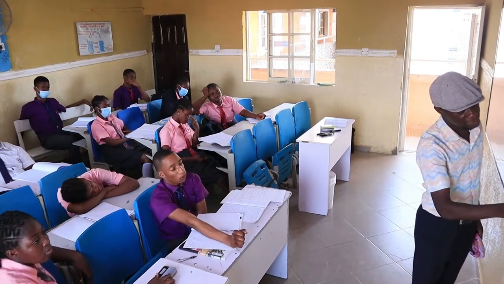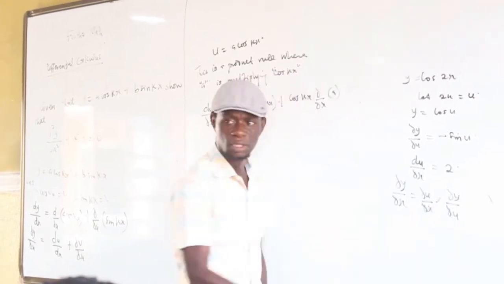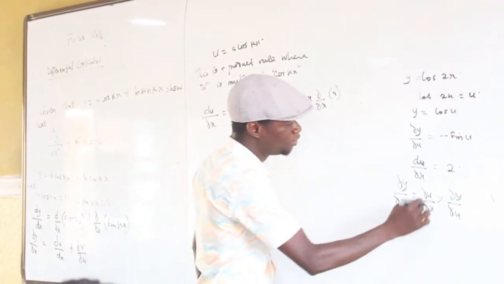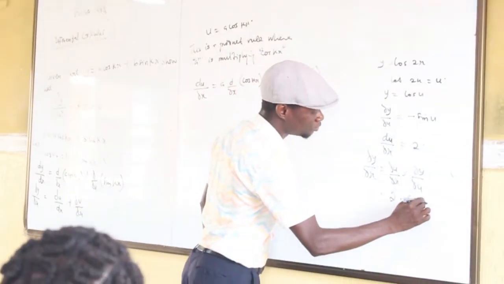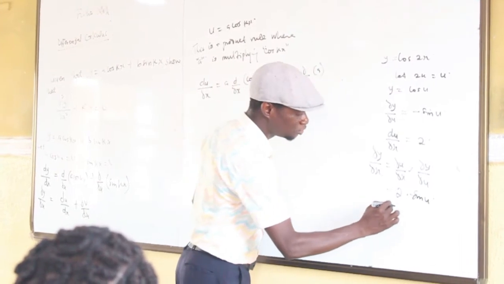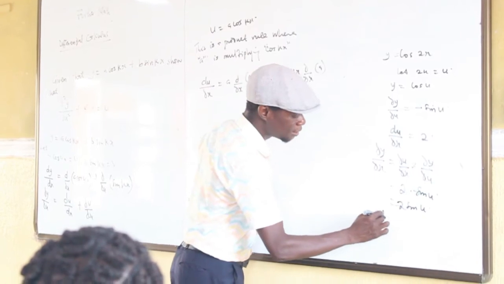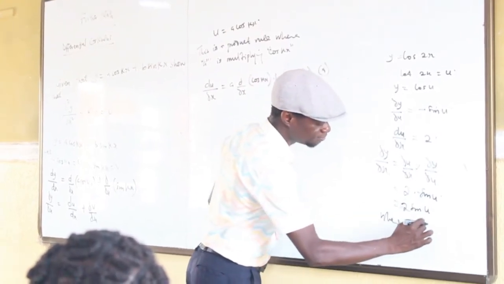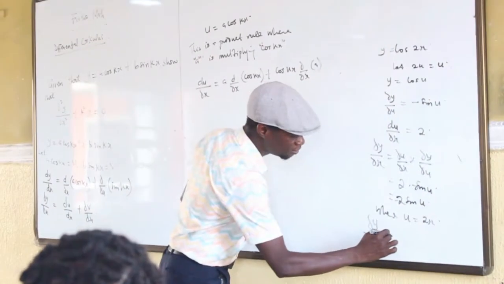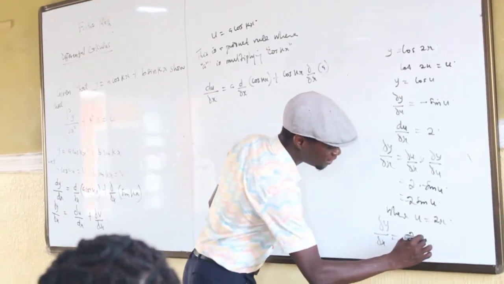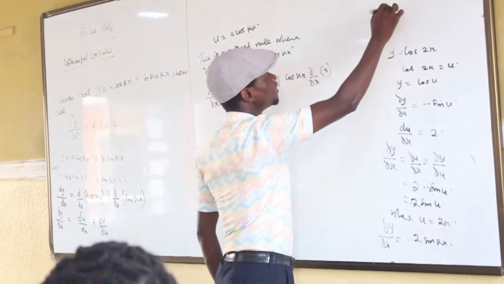Now, dy/dx is going to give us what? du/dx multiplied by dy/du. So what is your du/dx? 2. Multiplied by dy/du, minus sin u. So that gives us minus 2 sin u, but where u is equal to what? 2x. So dy/dx gives us minus 2 sin 2x.